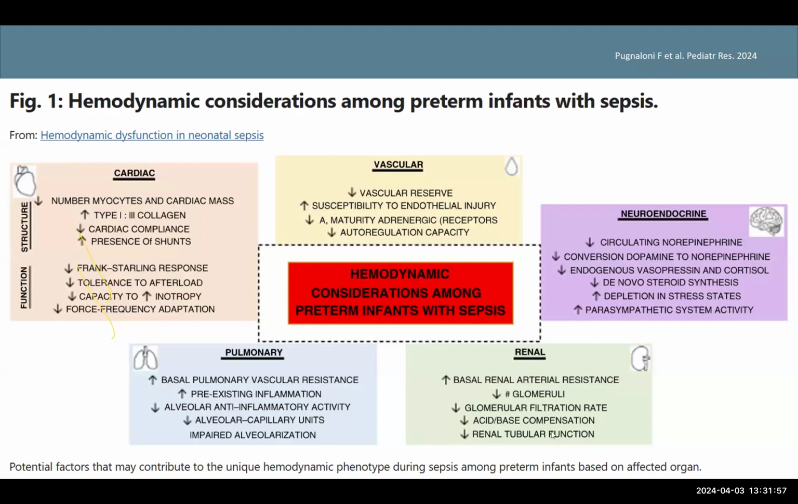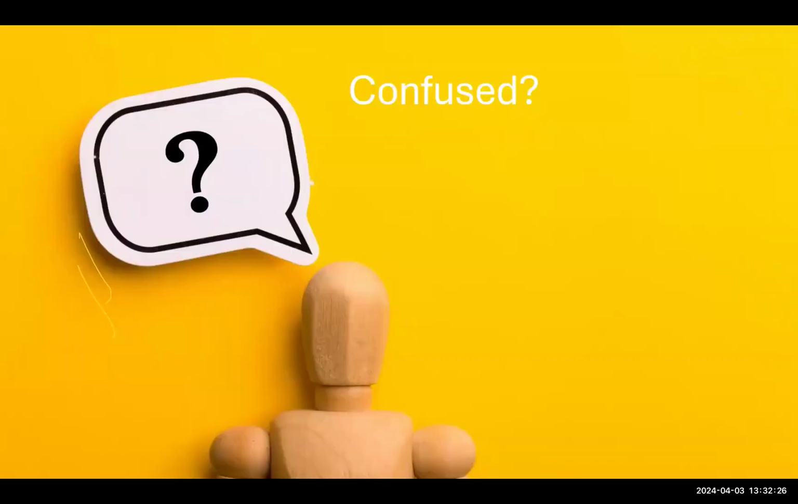They may be more prone to acute kidney injury, as well as fluid accumulation. On the other extreme, they may have less capacity to reabsorb fluid. They may run into hypovolemic shock easily. So there are many unfavorable hemodynamic considerations among preterm infants, which may contribute to a unique hemodynamic phenotype in case of sepsis, making treatment management even more difficult and challenging compared with those born at term.